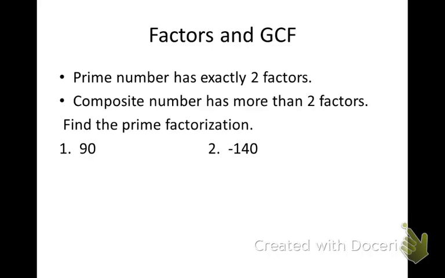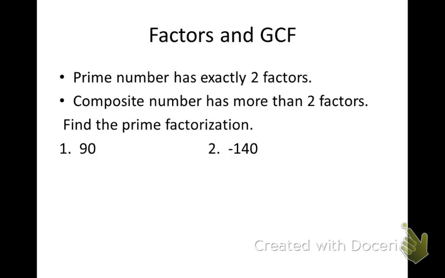Today we're going to start talking about factors, and also the greatest common factor of numbers. First, remember, a prime number has exactly two factors, one and itself. And if it's not prime, it's most likely composite. It has more than two factors. There are two exceptions to those rules. 0 and 1 are neither prime nor composite.